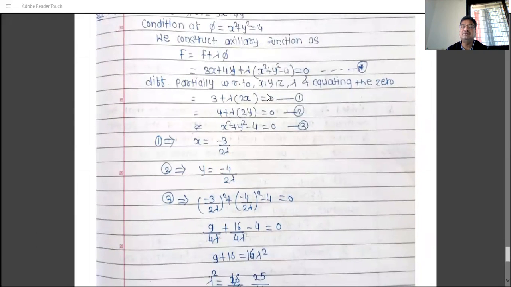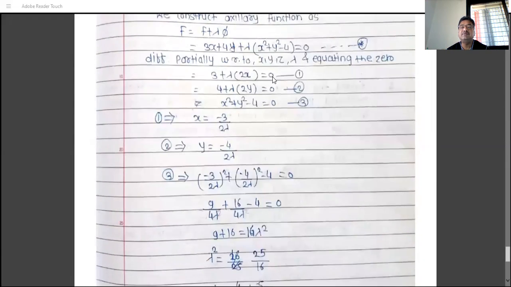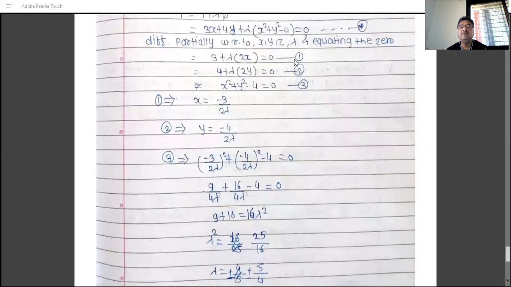Then differentiate partially with respect to x and y; don't write z here. And with lambda, equating with 0. With respect to x, the derivative is 3 plus lambda times 2x is equal to 0. With respect to y, the derivative is 4 plus lambda times 2y is equal to 0. And with respect to lambda, x square plus y square minus 4 is equal to 0. These are equations number 1, 2, 3.